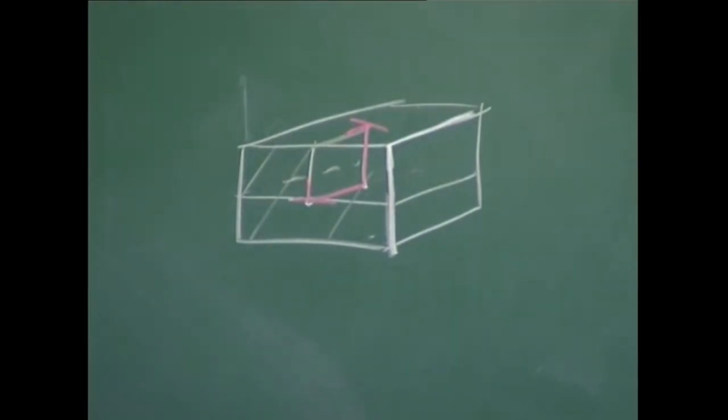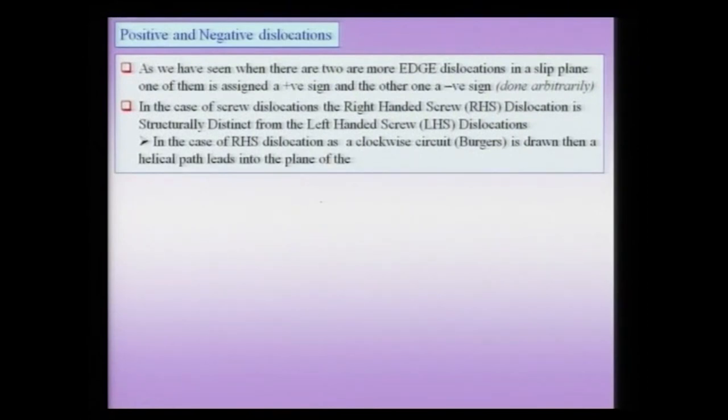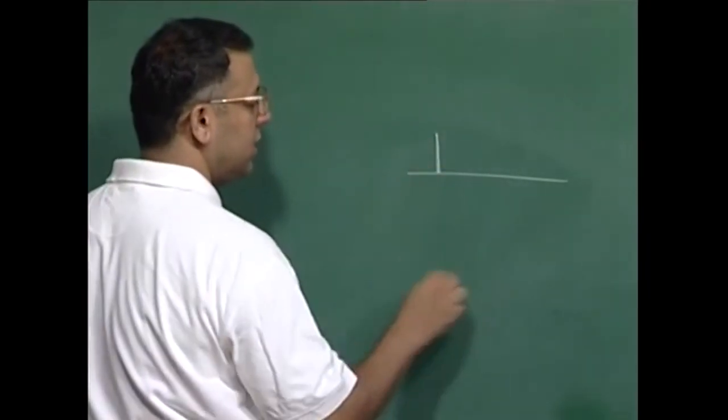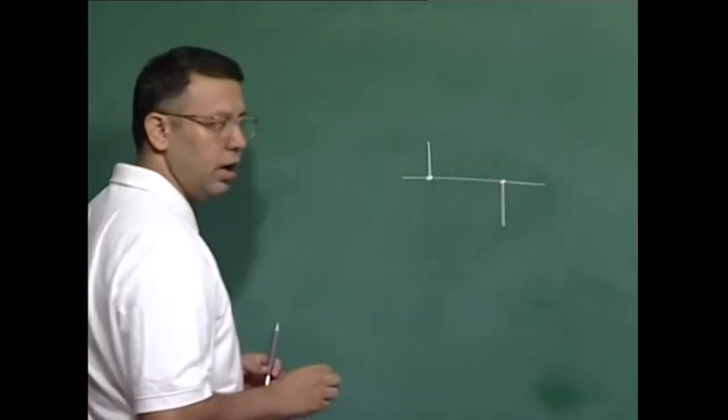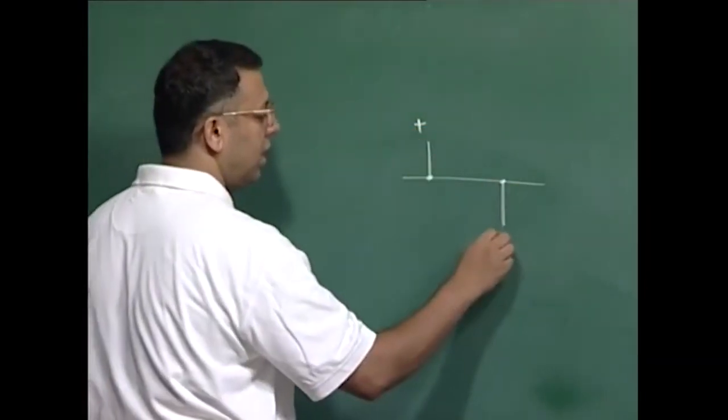Earlier, we had dealt with the concept of positive and negative edge dislocations, and there are a few comments which are noteworthy here in this context. Now, when do we have to consider a positive or a negative edge dislocation? When there is more than one edge dislocation on a slip plane. Then arbitrarily we assign one of those dislocations a positive sign and the other a negative sign. A simple example would be, suppose I have my slip plane here and I have one dislocation like this, another, of course, these are the half planes I am showing. So, there is one dislocation here, another dislocation here. Arbitrarily I will call this positive and I will call this negative.